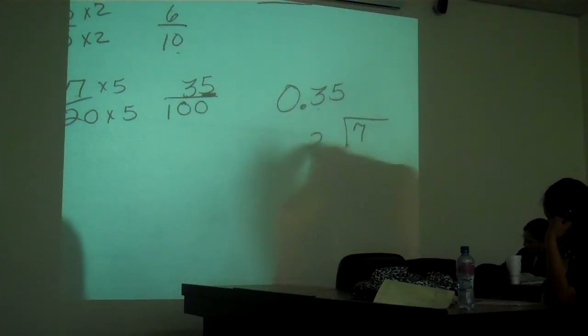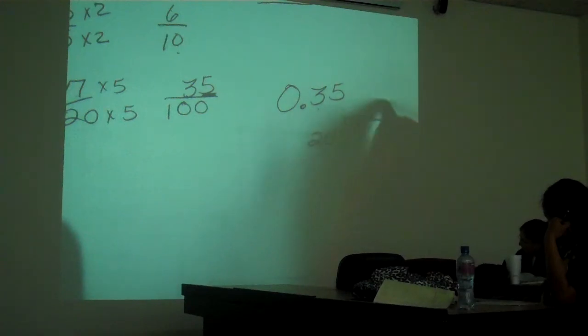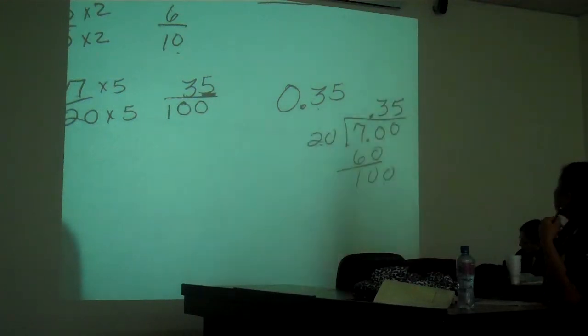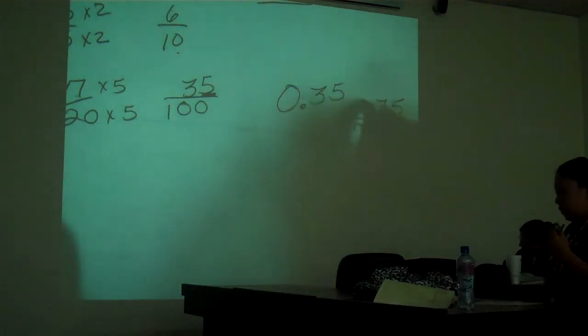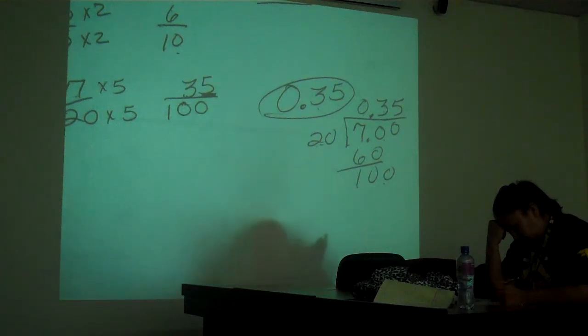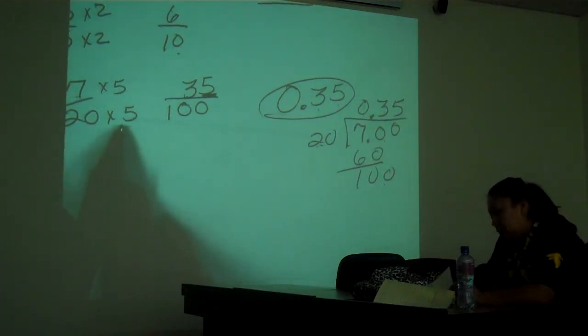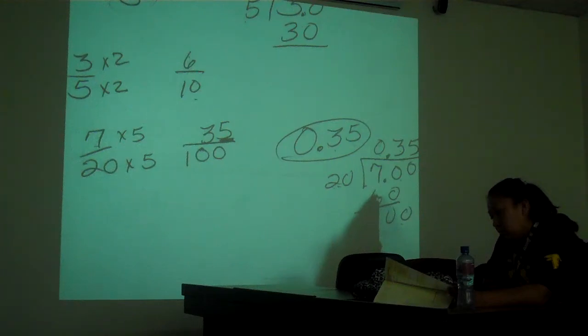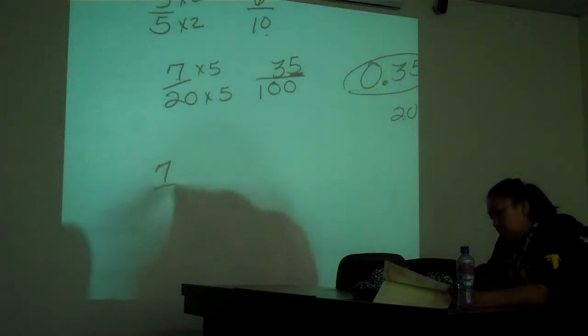Do 7 divided by 20. 20 into 7 would be 3. 3 times 20 is 60. And then 20 into 100 is 5. It's going to come out the same answer. Okay? So that's 2 different ways of doing it. If you don't have a number on bottom that will go into 10, 100, 1,000, whatever, then you have to do the division. Okay? Like 7/8, you have to do the division.